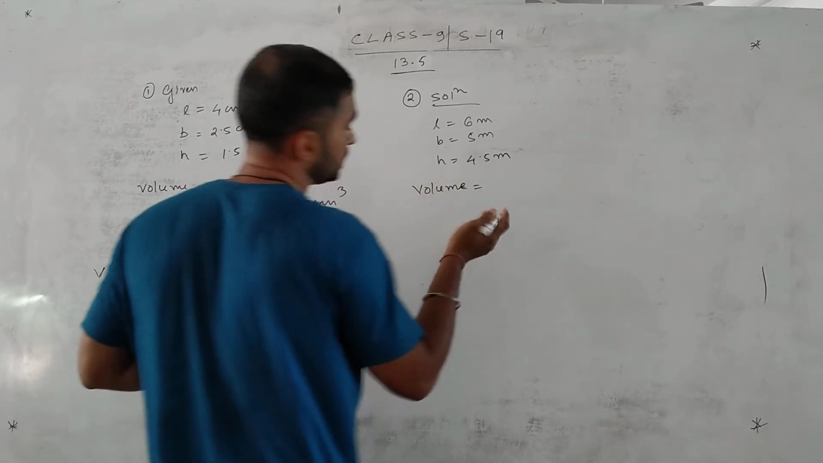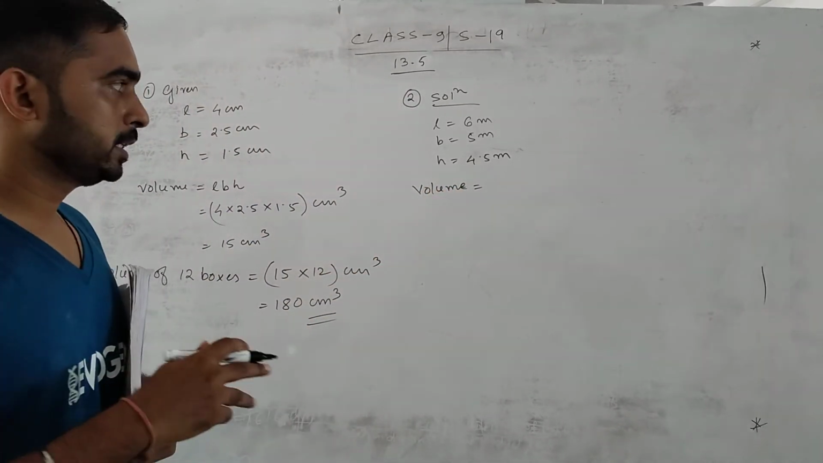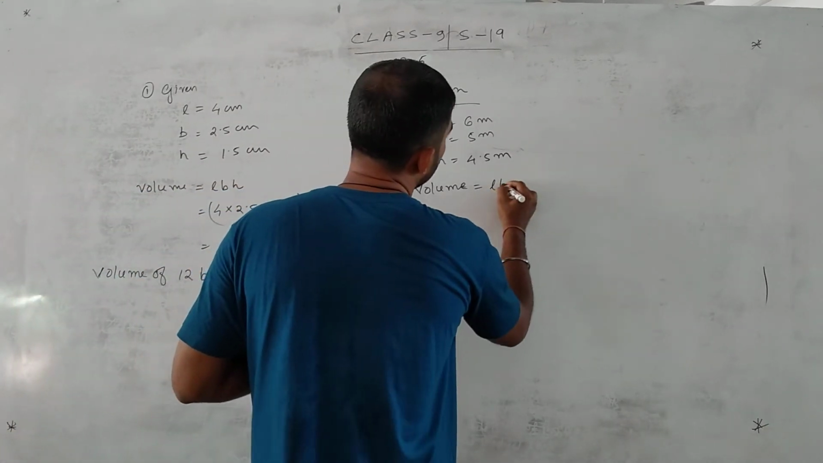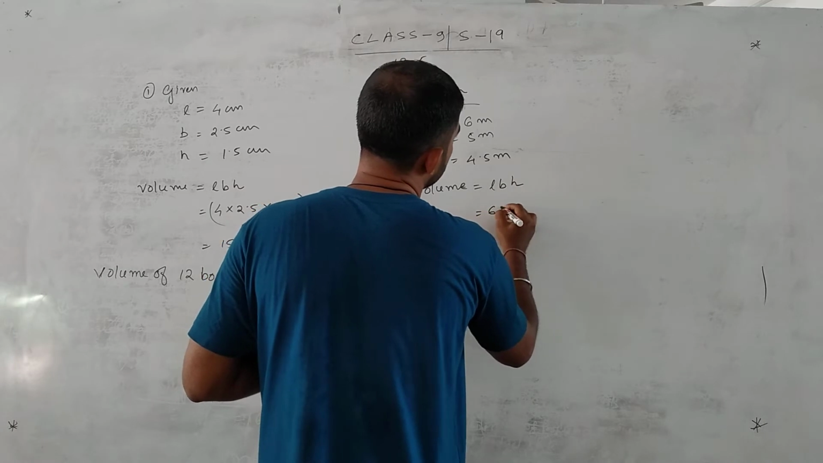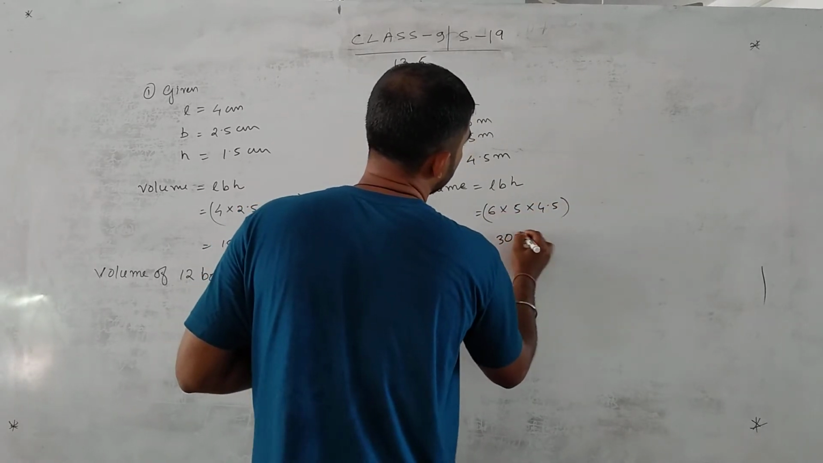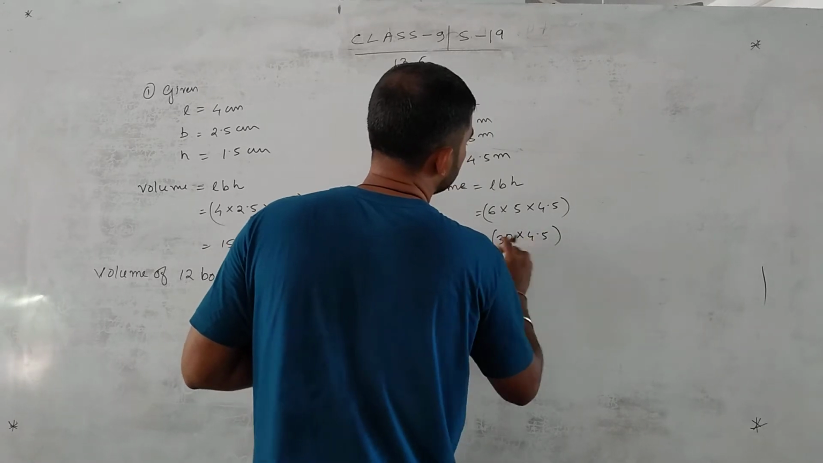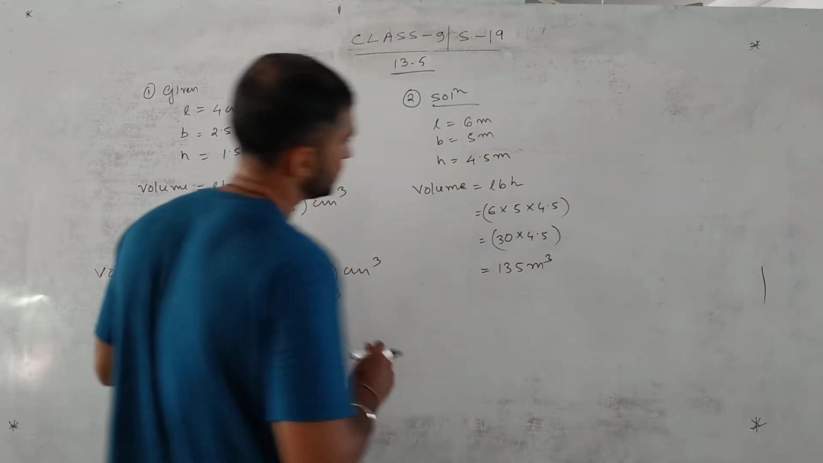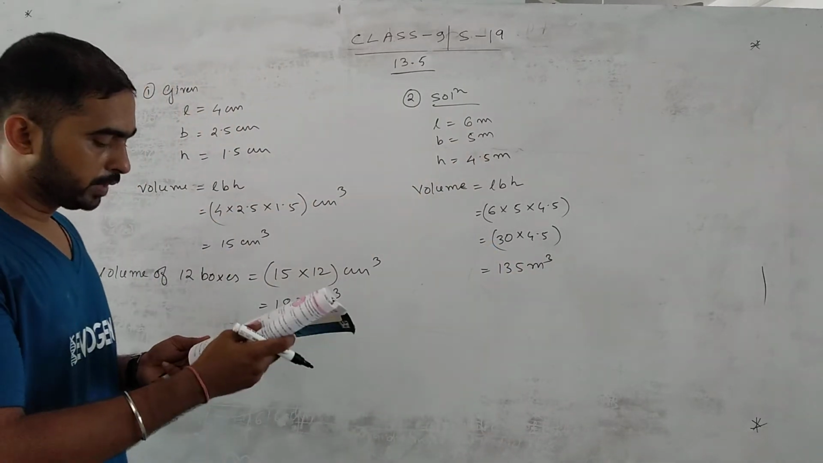how much water means we have to find the capacity of the liquid. Liquid capacity means volume. So volume equal to LBH, 6 into 5 into 4.5. So 30 into 4.5, so 135 cubic meter. Yes, cubic meter.